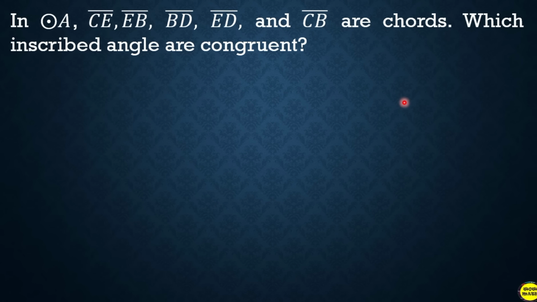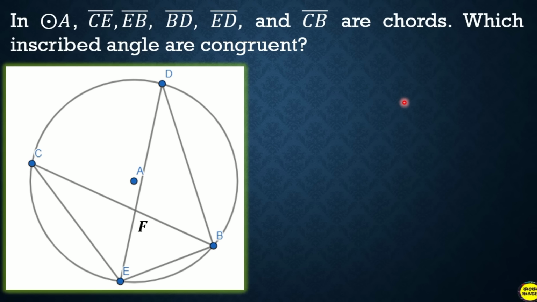Next. So in circle A, we have, okay, this one, the line segment CE, and then meron tayong EB, this one, and then BD, okay, asan na yung BD natin? And CB, CB are all chords. So, which inscribed angle are congruent? Okay. Alin kaya sa dalawa ang congruent?